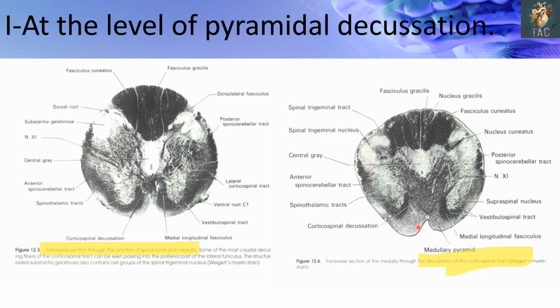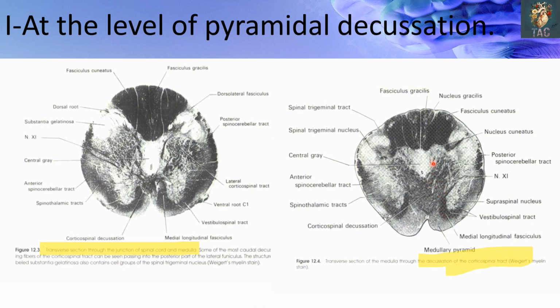So again I repeat, from anterior to posterior in the midline, first we can see the medullary pyramids. Then we can see the medial longitudinal fasciculus and the pyramidal decussation, which have pushed the medial longitudinal fasciculus slightly laterally.